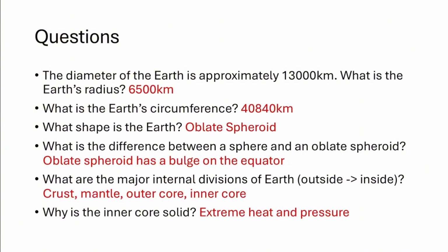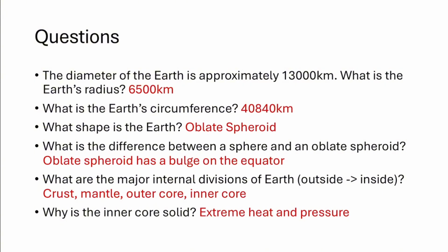Here are the answers, and I'm going to go through them. So the first question, the diameter of the Earth is approximately 13,000 kilometres. What is the Earth's radius? You do need to be able to do things with diameters in the astronomy course. So if you know from maths that a radius is half a diameter, you'd know that half of 13,000 is 6,500.